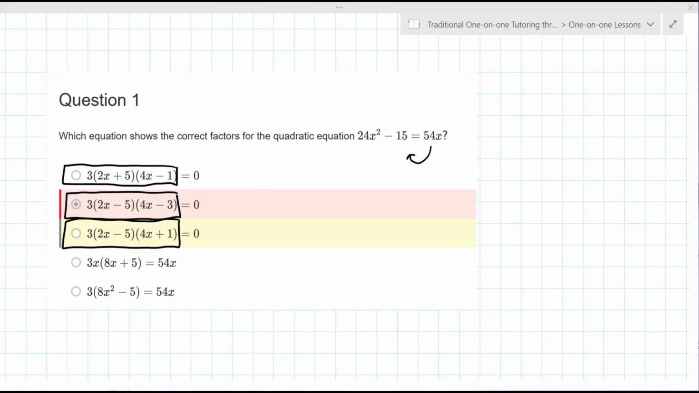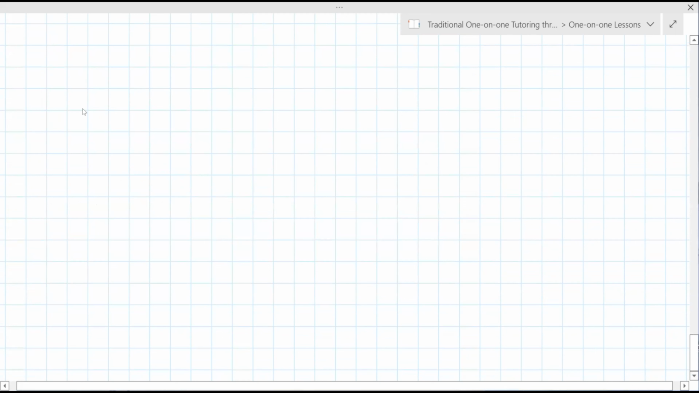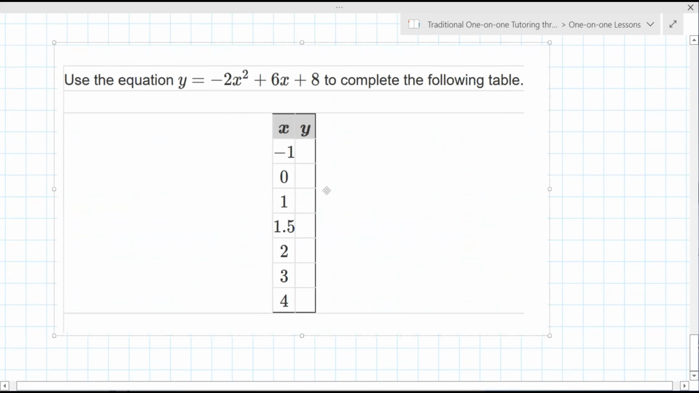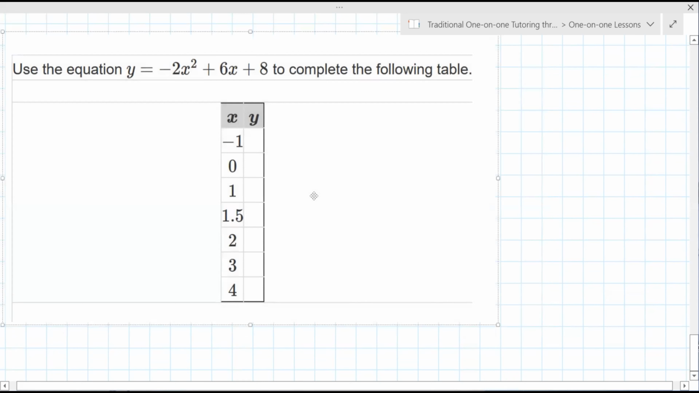Okay, let's look here at another question. I know we did something like this at one point. It's a table problem. Thought maybe even you liked it. It says use the equation y equals minus 2x squared plus 6x plus 8 to complete the following table. So the mistake here is to try and do it by hand.